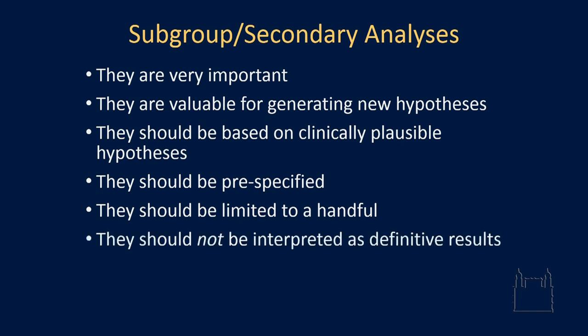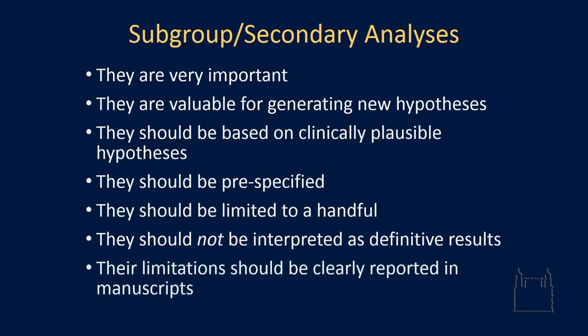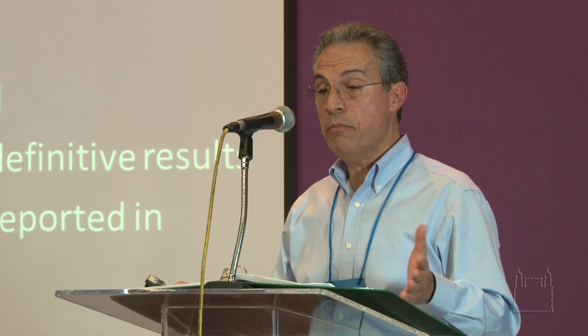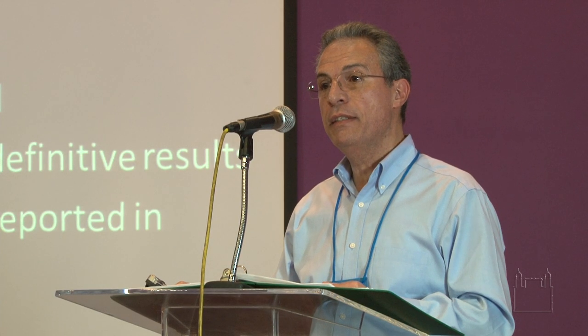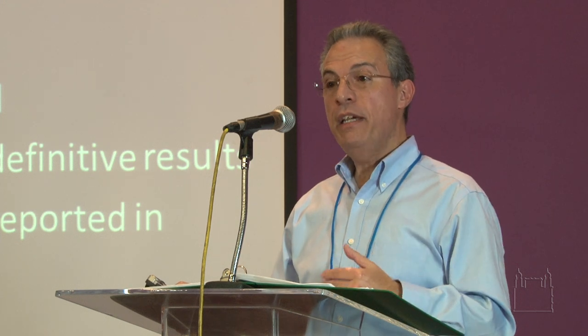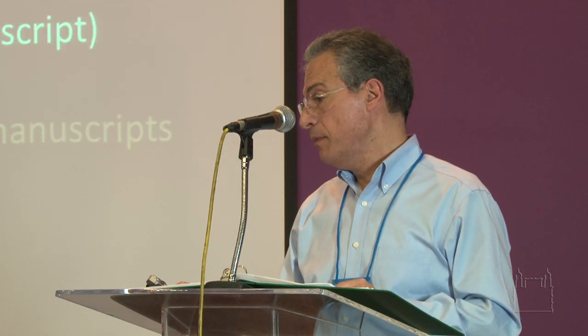They should not be interpreted as definitive results, and that's very important. They are not definitive results. They are just clues. They just give ideas, seeds for other hypotheses. And their limitation should be clearly reported in the manuscript. So you should say this was pre-specified or not pre-specified, and it has limitations, it has caveats.